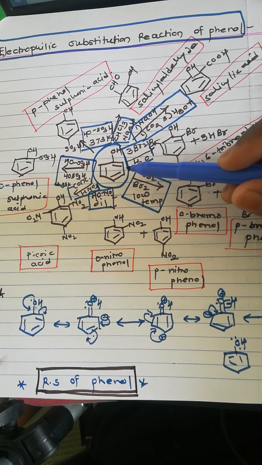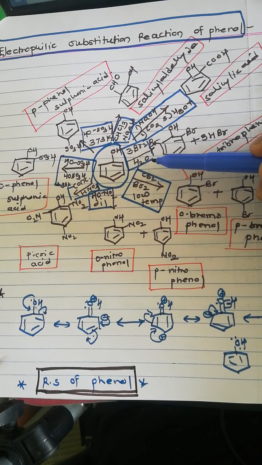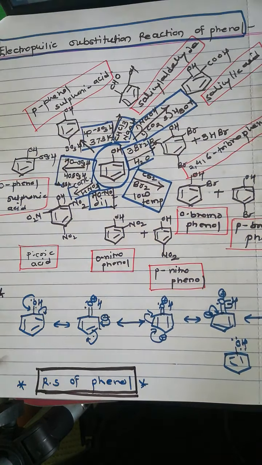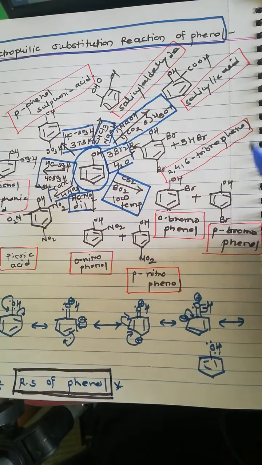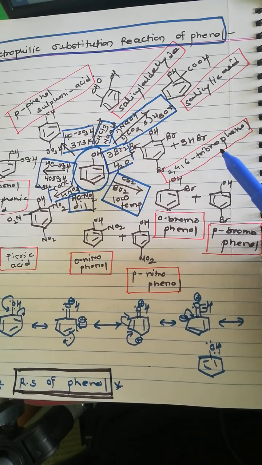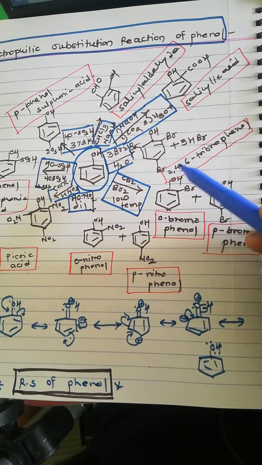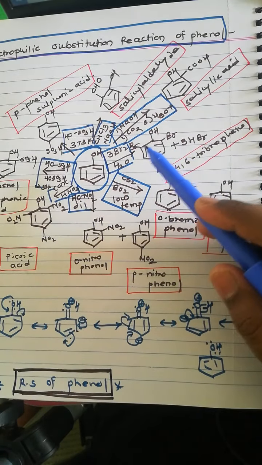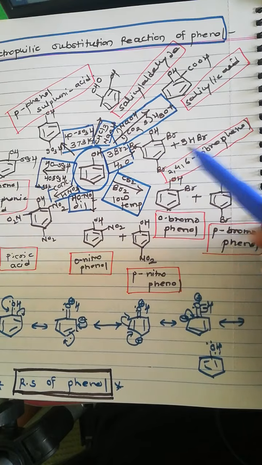Here the phenol reacts with Br2 in presence of water. Here we get 2,4,6 tribromophenol. Here one more important thing is, always write the name of the product, because the naming has half marks. Here we get 2,4,6 tribromophenol.